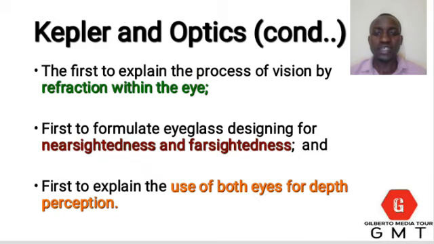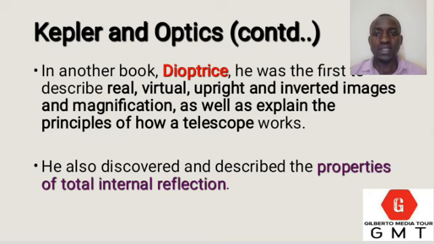There is also the second book of Kepler, named Dioptrics. Dioptrics contains content related to virtual and inverted images and magnification, as well as explaining the principle of how a telescope works. All the nature of images is discussed by Kepler in the Dioptrics book. He also discovered and described the properties of total internal reflection.